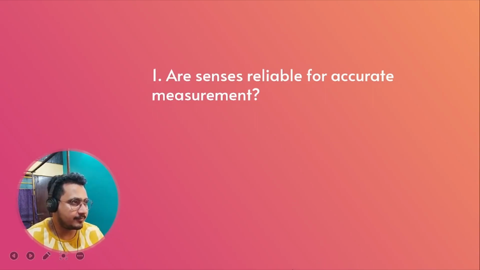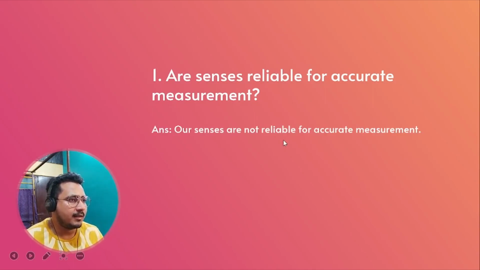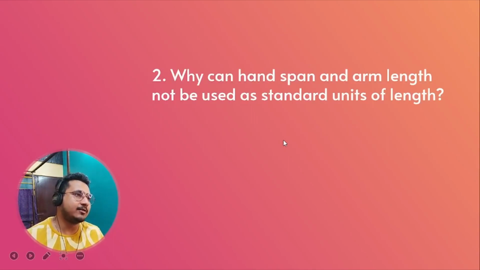Are senses reliable for accurate measurement? Senses means if you are looking at something and guessing that it is a very large table, a very small table, a small book, a medium book. Are these measurements accurate? No. Very good, because you are not expressing that measurement in some units, so that expression is not very good. Let's look at the answer. Our senses are not reliable for accurate measurement, because our senses can differ between different persons. Your measurement of something can vary from my measurement of something. Okay, let's look at the next question.